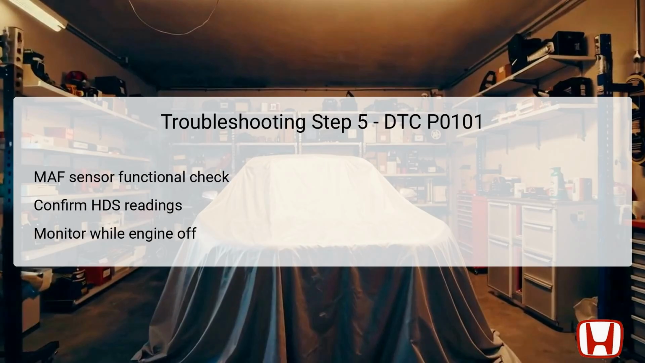In the fifth troubleshooting step for DTC P0101, technicians perform a functional check of the mass airflow sensor via the Honda Diagnostics System, HDS. Initially, it's important to confirm that the HDS is assessing the MAF sensor while the engine is turned off. The normal range for the MAF reading should be between 520 to 10,000 Hz. If the readings fall outside of this range, it strongly indicates that there is a problem with either the MAF sensor or the intake air temperature sensor, IAT1.